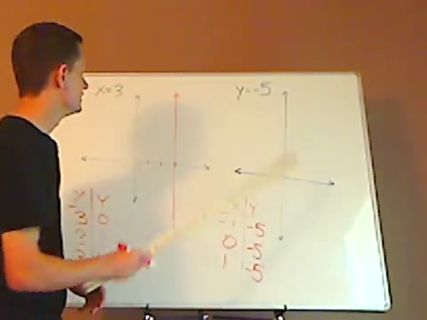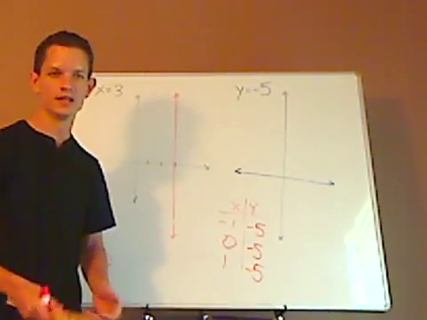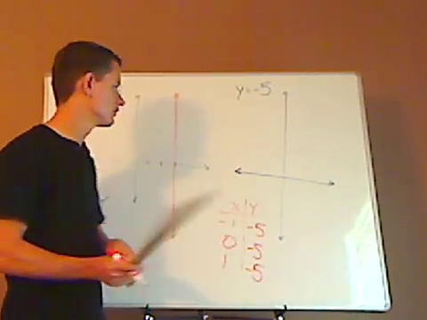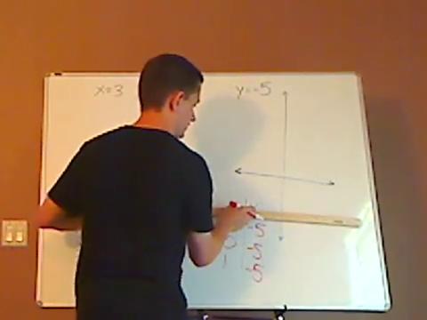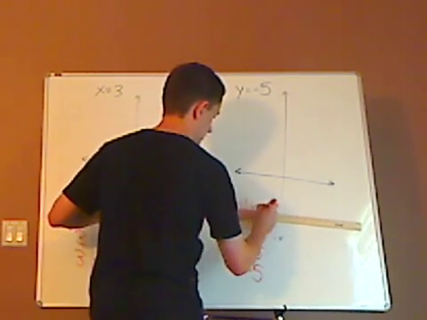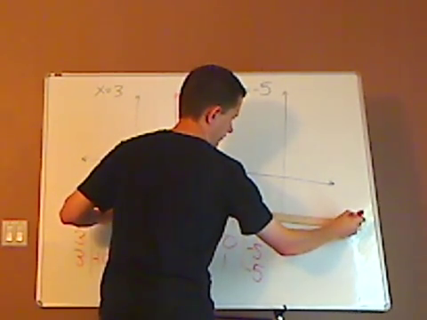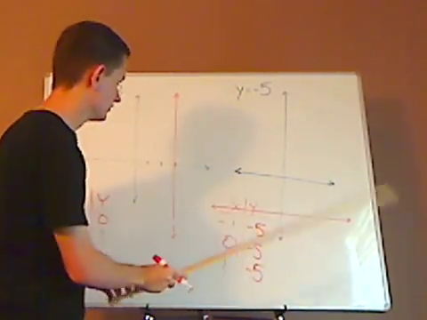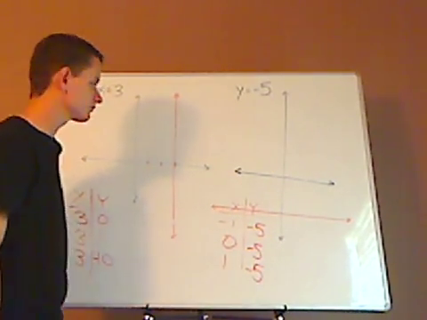Because what this means is that y is always equal to -5, and it does not matter what the x is. So it's going to look something like this. I'm not going to necessarily mark it. It's going to look like this. It's going to run parallel to the x-axis.